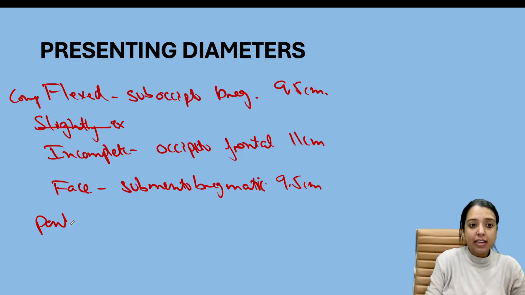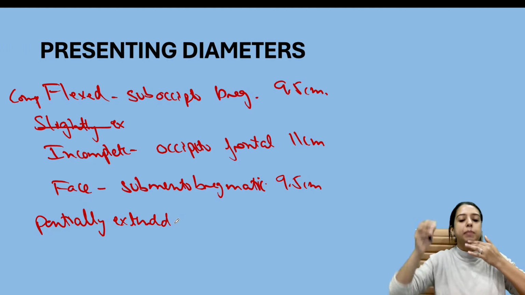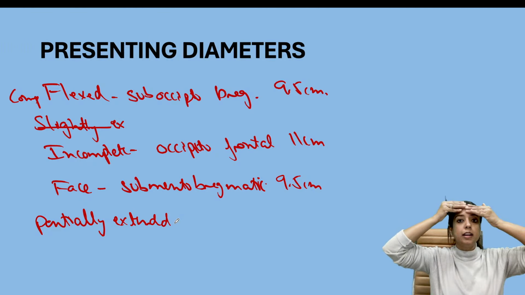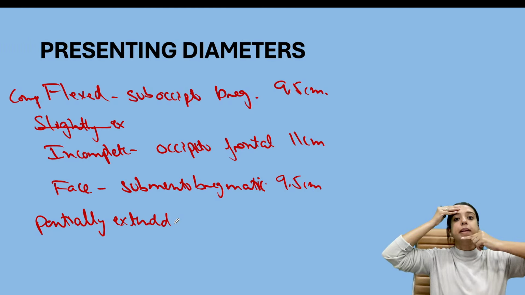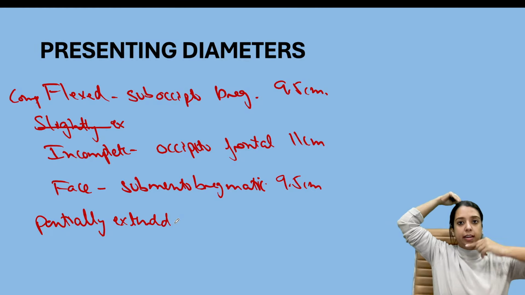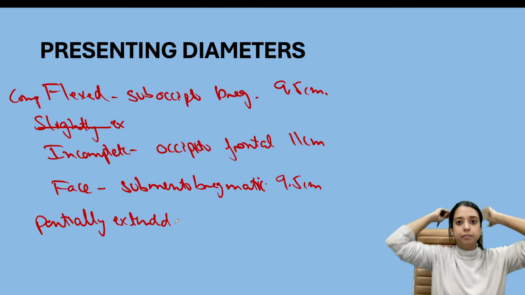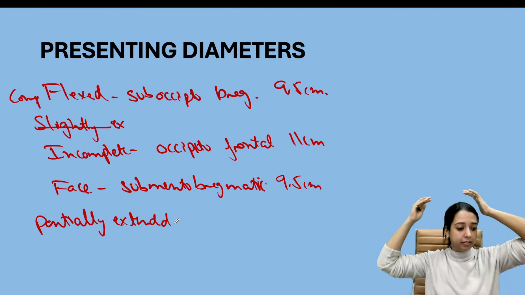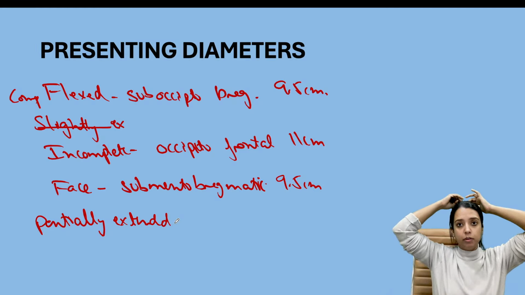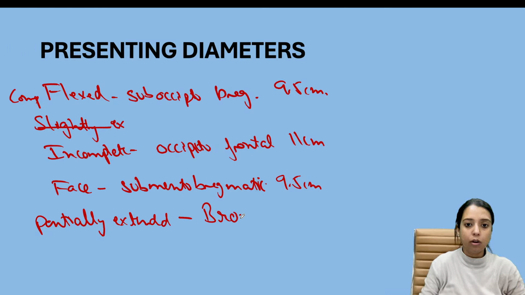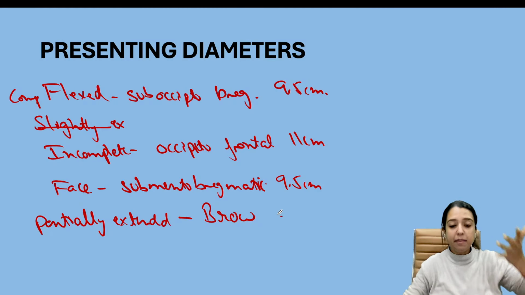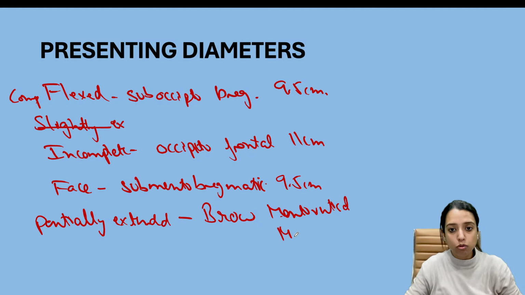Worst is partially extended. When it is partially extended, it is not fully extended, it is partially extended. When it is partially extended, the presenting part is this brow. It is not face, it is brow. Now what is the diameter? Mentovertical. This vertical is the highest point on our vertex. So mentovertical. So when partially extended, the presenting part is brow, this, and the diameter is mentovertical. This baby can't deliver. It's a huge diameter.